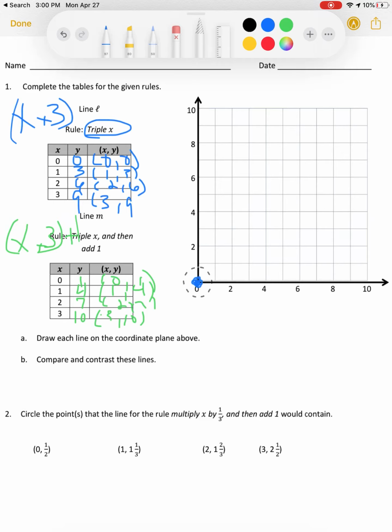Our plot goes there. Okay. And I'll plot it here. You all should be doing the same. It should be help after you have tried.